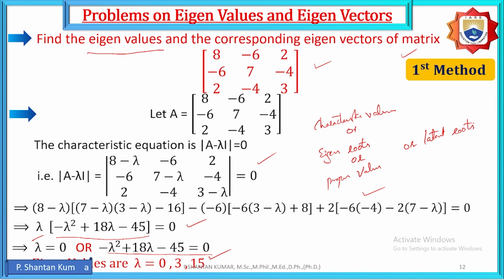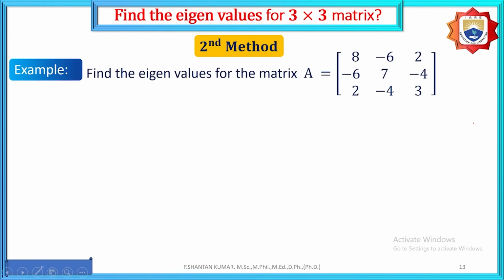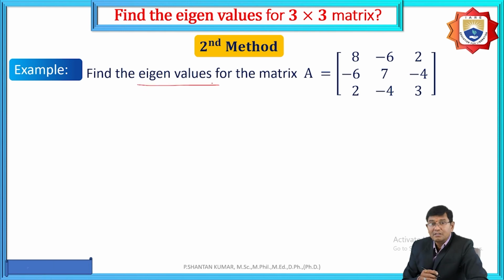This is only the first method of finding the eigenvalues. Similarly, for the same matrix, we need to find the eigenvalues by the second method. First of all, we need to equate according to the characteristic equation.